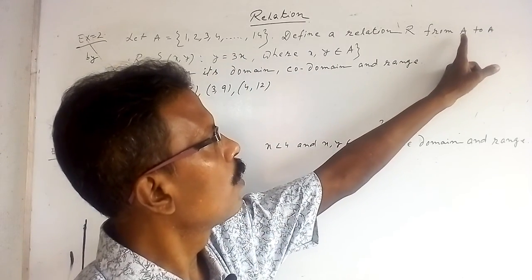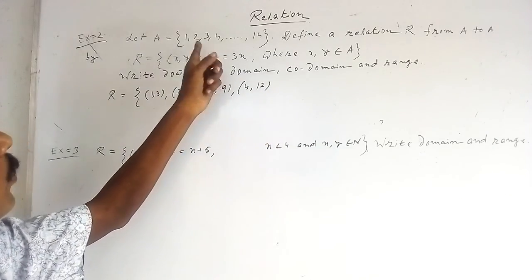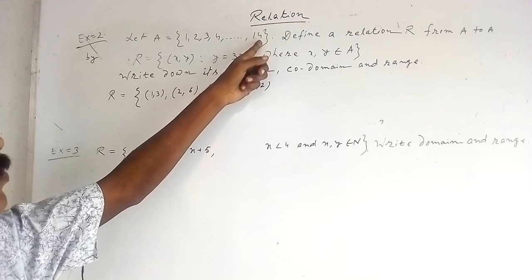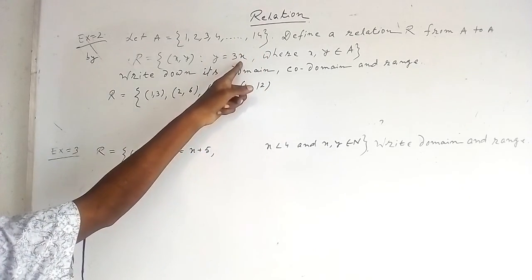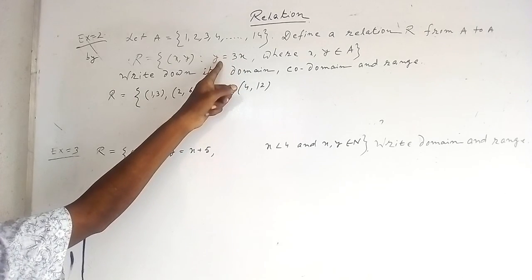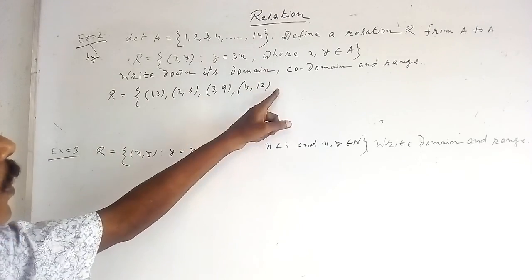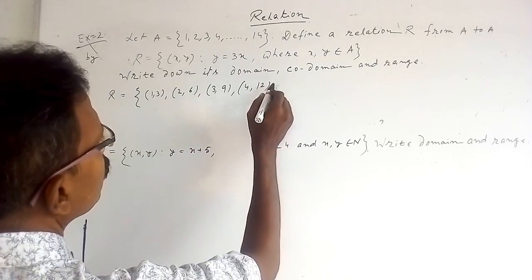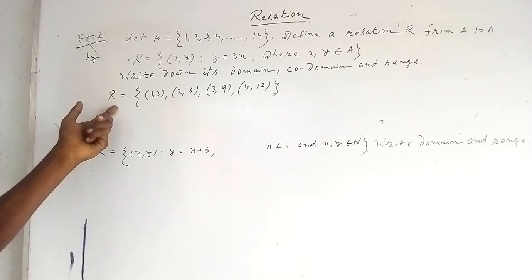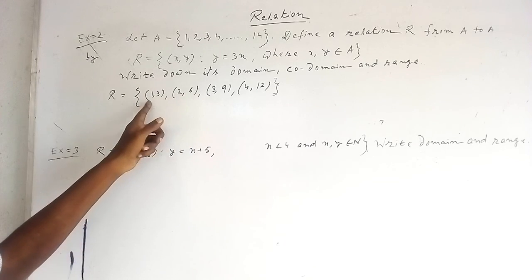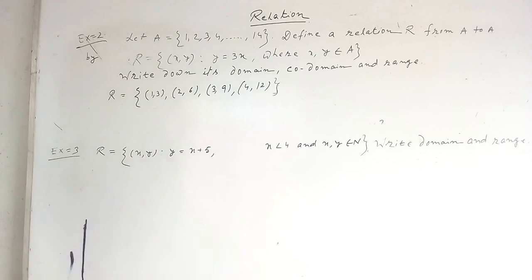The relation is from A to A, therefore you cannot write 15 here, because A is bounded up to 14. If you put x is equal to 5, then you will get the value of y, 5 threes are 15. 15 is not included here, therefore the set ends here. This is the set R of ordered pairs (1, 3), (2, 6), (3, 9), (4, 12). Now you are set to write the domain.